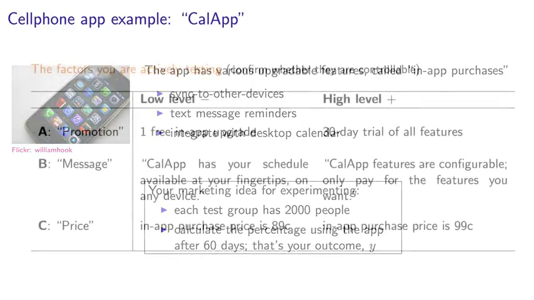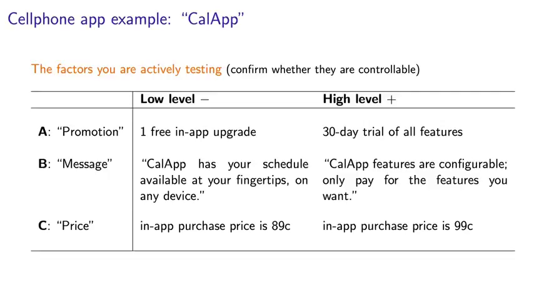That's your outcome variable. The factors that you consider might be, for example, factor A is whether you provide a single free in-app upgrade for one of the features, or at the plus level, you provide a 30-day trial for all the features. Factor B might be that the sales message is, "This app has your schedule available at your fingertips on any device." Or the alternative message, "Cal app features are configurable. Only pay for the features you want." Factor C might be, "The price for in-app purchases is 89 cents per feature." Or at the plus level, the price might be 99 cents per feature. So those were the factors.